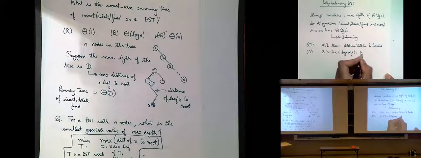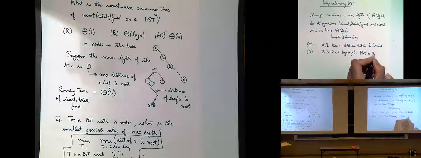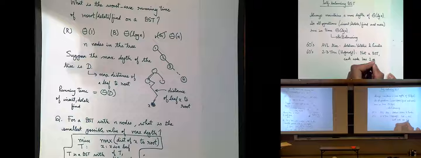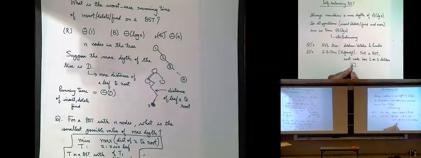So this is not a real BST. Each node has 2 or 3 children. So actually, the nodes in a 2-3 tree could either be like this, or they could be like this. So some nodes will have 1 key, some will have 2, and that's why it's called 2-3, because the number of children is 2 or 3.